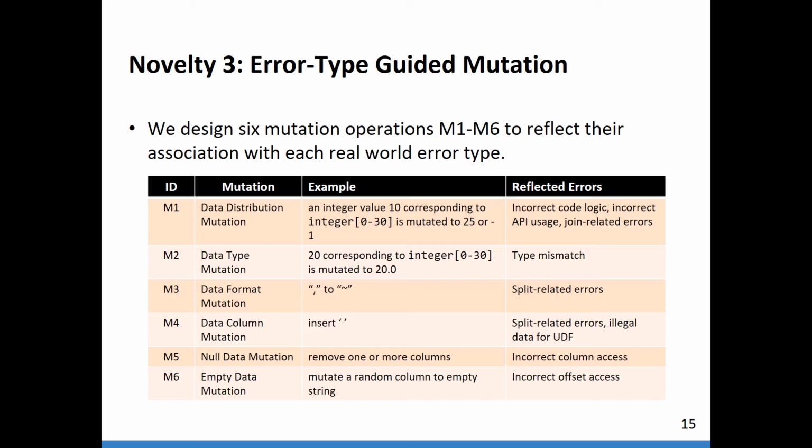For example, the data distribution mutation can change the value of an integer column to either a valid or invalid value, while the data type mutation, for example, can change an integer to a float type that results in a type mismatch exception. Given a seed input, BigFuzz will either randomly mutate the seed input or randomly generate valid inputs followed by mutating such inputs to increase cumulative coverage.